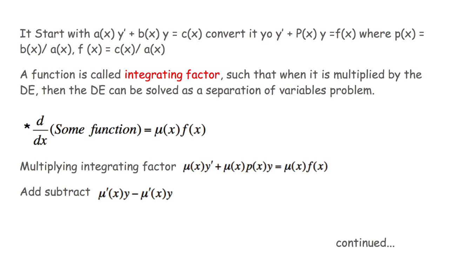The linear equation is of the form a of x times y prime plus b of x times y equal to c of x. First we have to divide the entire equation by a of x so that it becomes y prime plus p of x times y equal to f of x. Here, we have replaced b of x over a of x with p of x, and f of x equal to c of x over a of x.